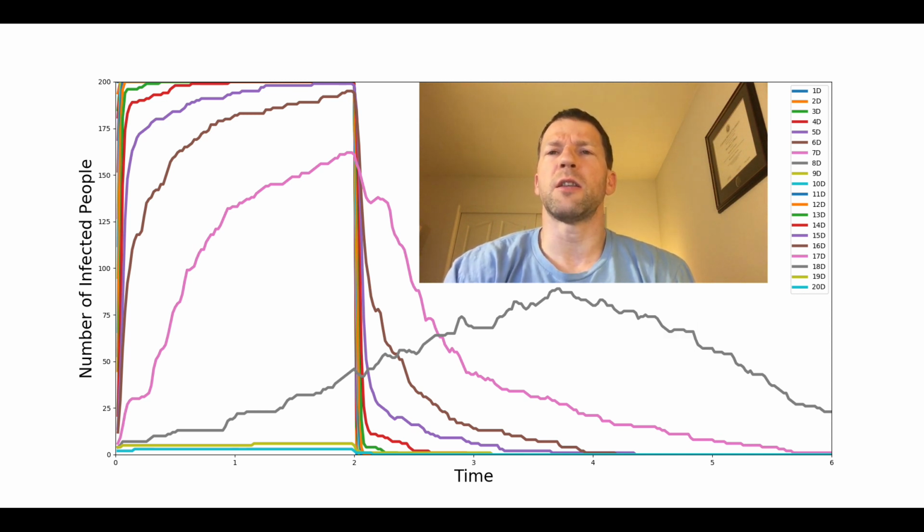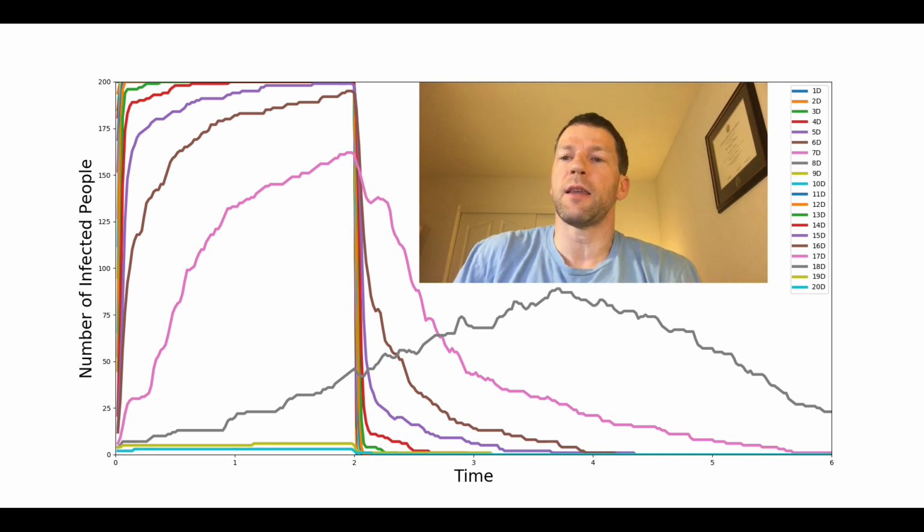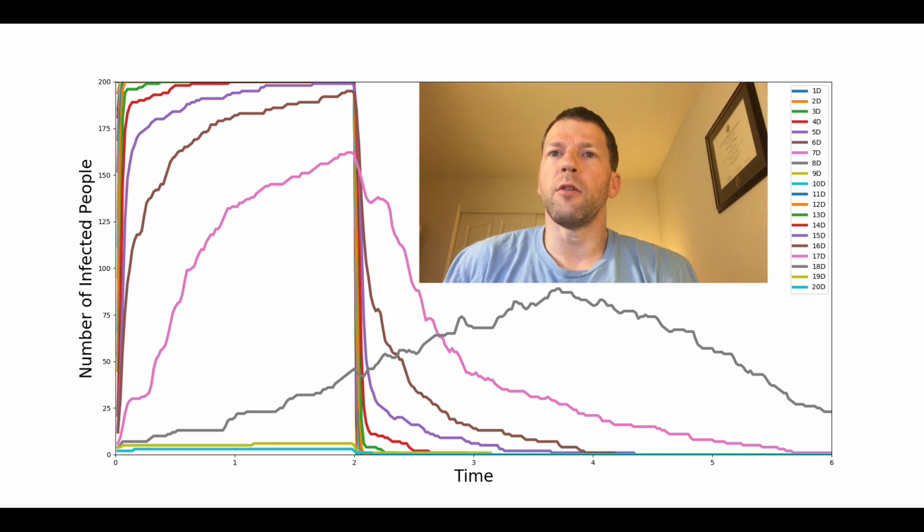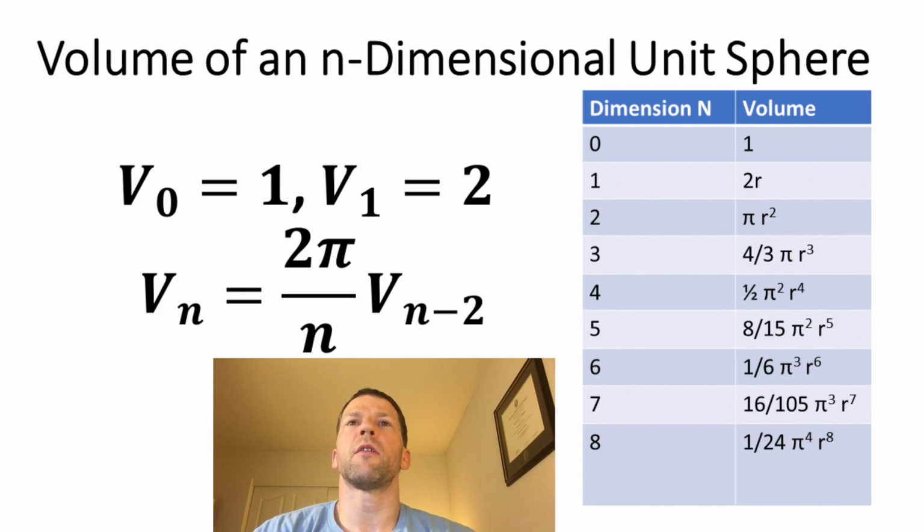So in low dimensions, the balls are all crowding each other out and overlapping, but in high dimensions, this is not the case. So let's take a look why. Let's look at the volume of an n-dimensional unit sphere. A unit sphere means the radius is 1.